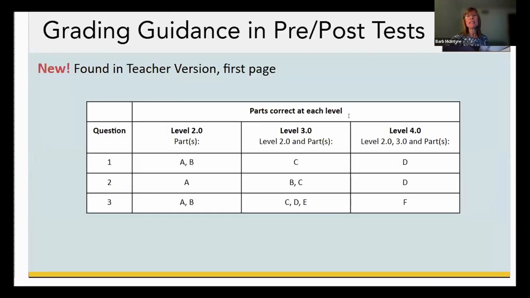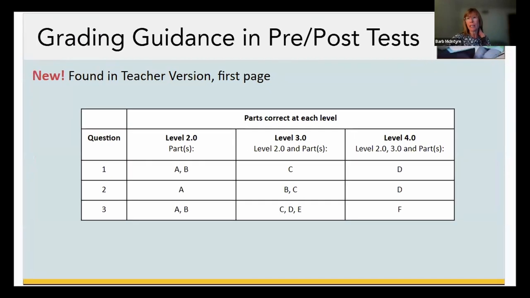So one of the other things that we have added to pre-post is grading guidance for you. This is a way you can look at each question, which would have its own phenomenon and then parts as students work through the sense-making process. And then we've used them as suggestions for leveling.